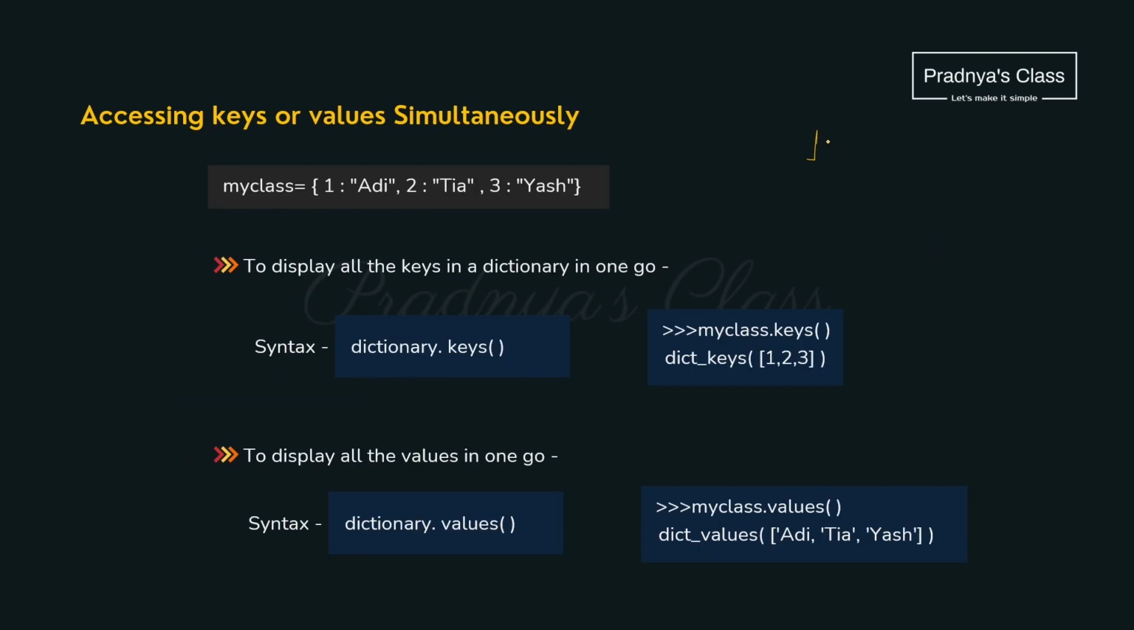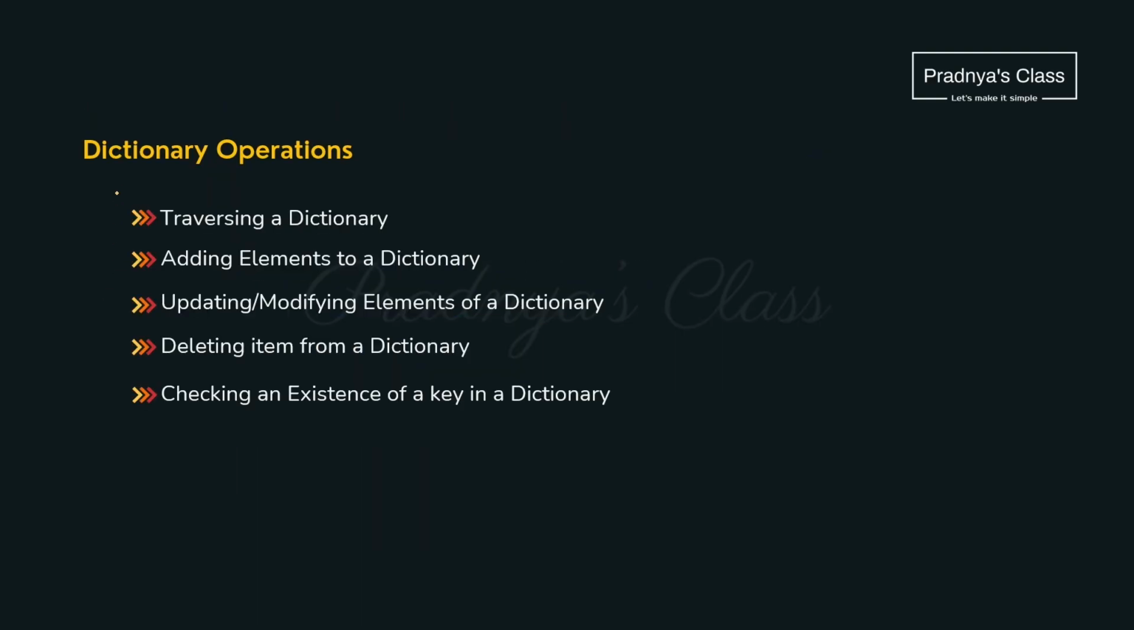In dictionary, we have two different things. One is key and the other one is value. That's why there are a lot of functions to deal with keys and values. If you want to access all the keys, you will be using the keys method, and to access all the values, you have the values method.